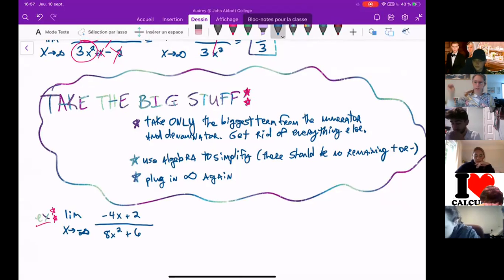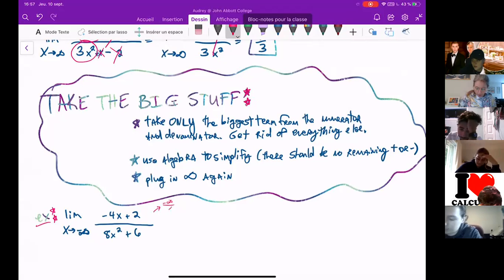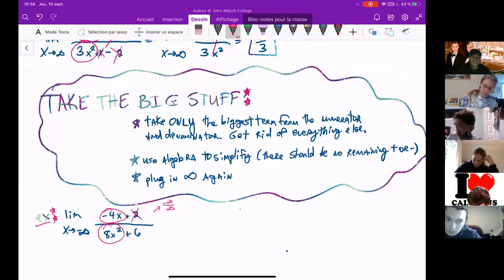Okay, so I plug in. In this case, I get negative infinity over positive infinity. I have my infinity war happening. Negative 4x plus 2. What's the big stuff? Minus 4x. So I'm only keeping that minus 4x. That 2 is infinitely smaller. It's unimportant for me. What am I going to keep in my denominator? 8x squared. You got it. That 6 is unimportant.